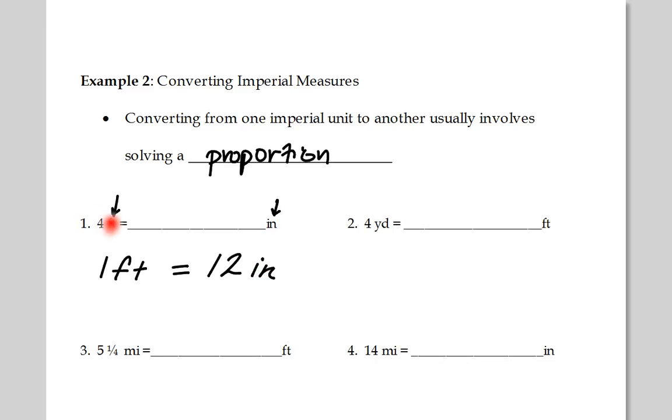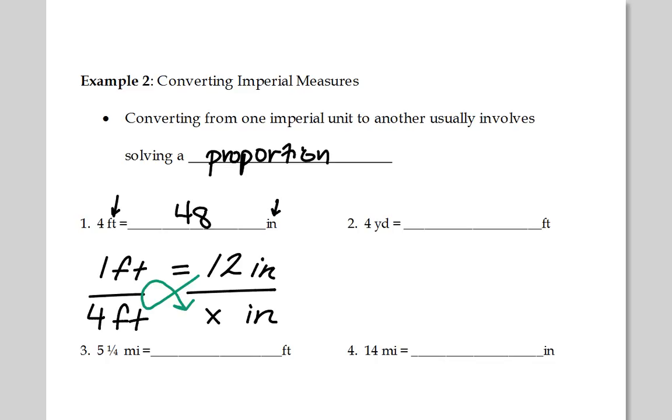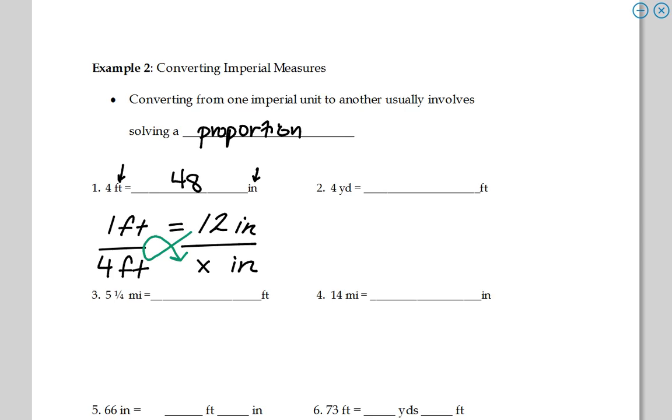Because I have 4 feet, I know that 4 feet goes with 1 feet. I line up those units. And then this is x inches. And if I can do that, I will never screw this up. So if 1 is 12, how much is 4? Yeah, 48. The cross multiply would look like this. 12 times 4, and then divide by 1. Okay, let's do the next one.